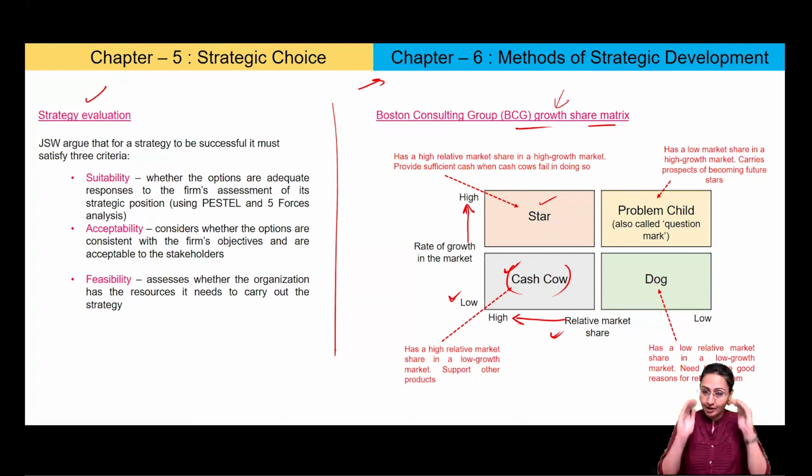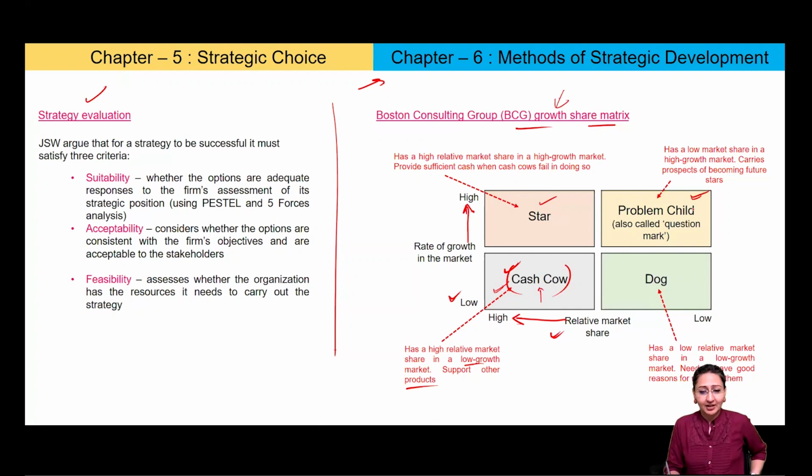So growth rate is low, but still it has got a very major market share. Such businesses, such divisions or such units, they have low growth and they support other products or other divisions or units. They are your source of cash.